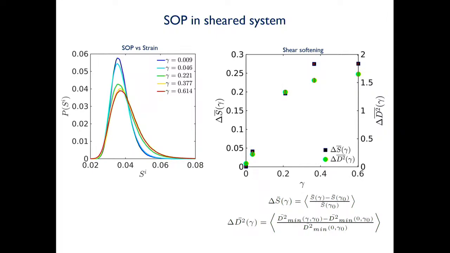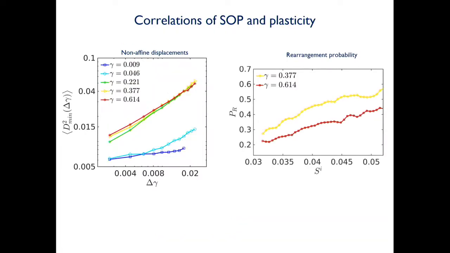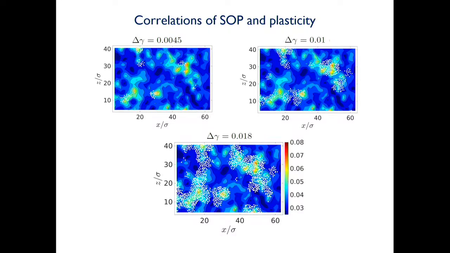So what we see here is that the non-affine displacements and the structure order parameters seem to follow each other. They yield and then saturate at the same point. What it says is that the softness and the non-affine displacements are correlated, or the plasticity in the system is correlated. So I'll just end my talk with this slide.